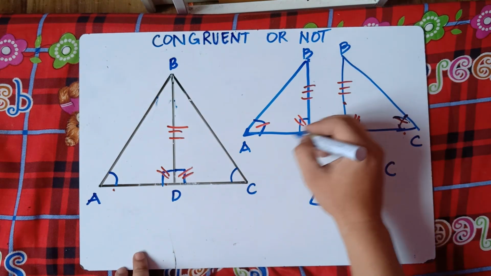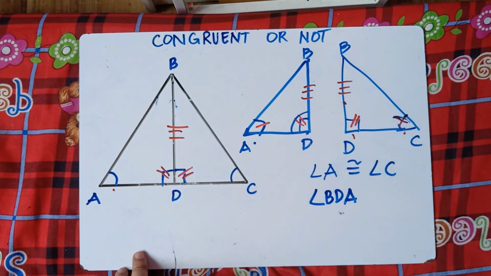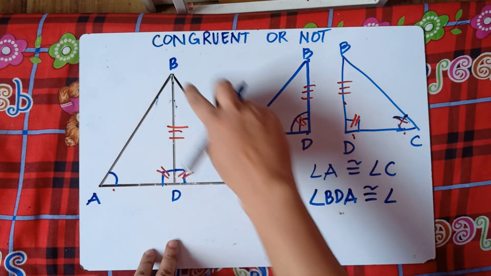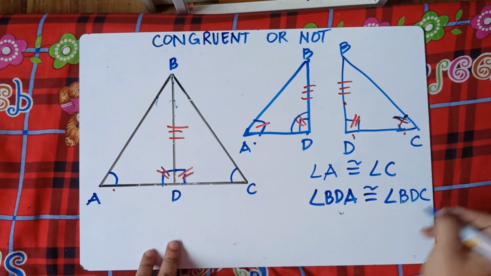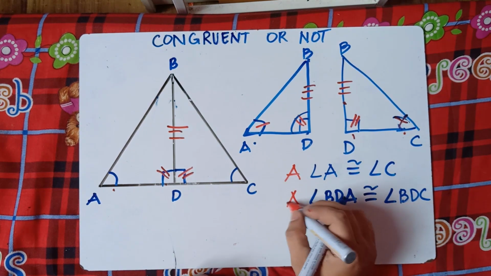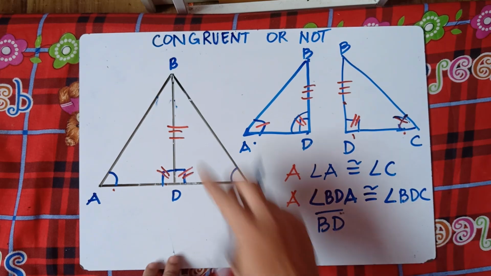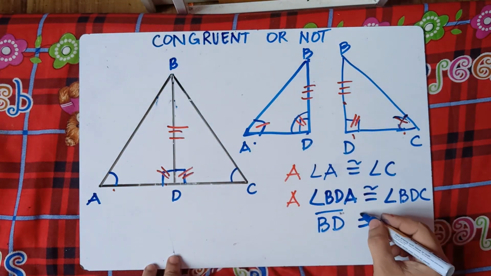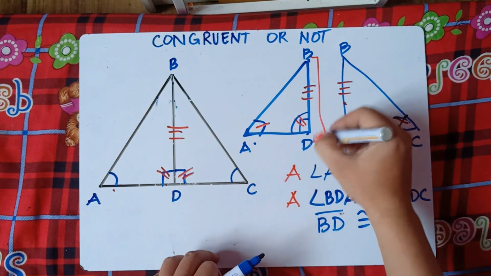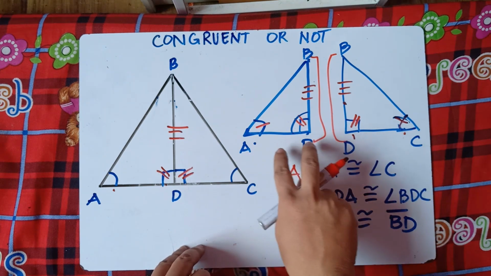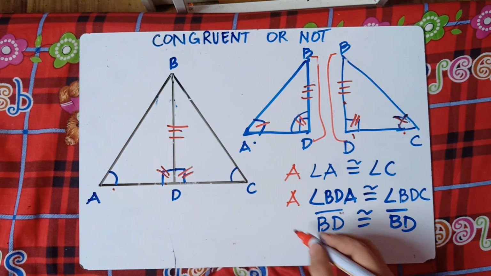this angle here, D is the midpoint. Angle BDA is congruent to angle BDC. So we have two angles now, and what else? The side. So we have side BD. Side BD is congruent to side BD. If we separate the triangles, class, you can see that this side is congruent to this side. Alright, so we have angle, side.